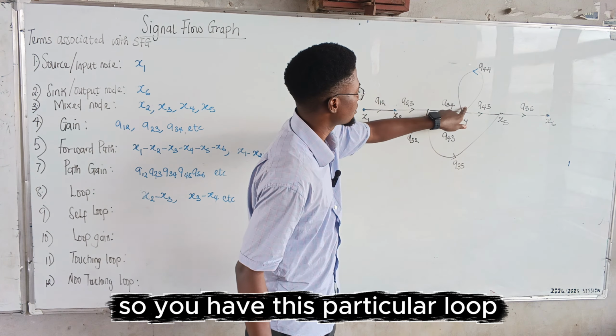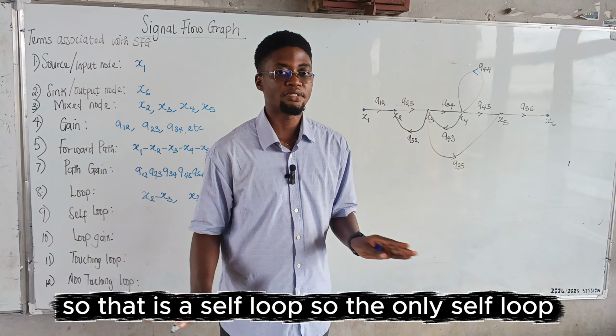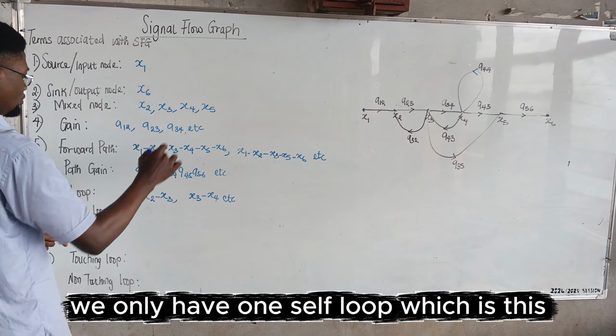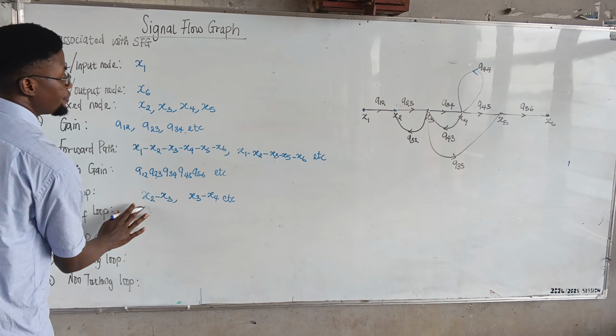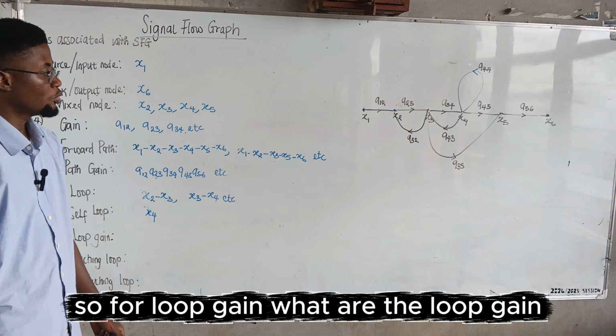So you have this particular loop. See, it starts from here, it moves back. So that is a self loop. We only have one self loop, which is this on x4.